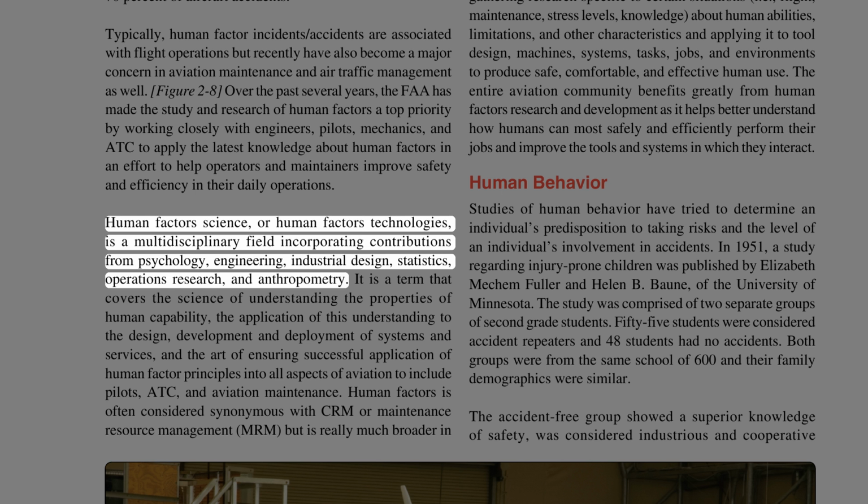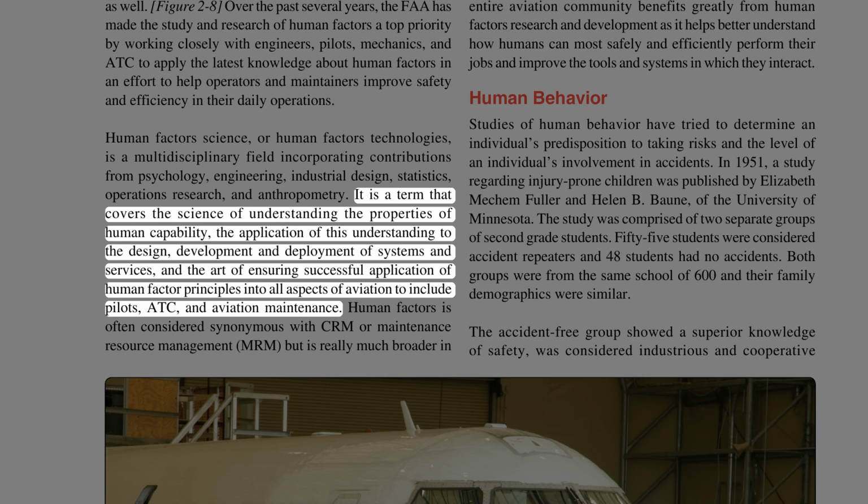Human factors science or human factors technologies is a multidisciplinary field, incorporating contributions from psychology, engineering, industrial design, statistics, operations research, and anthropometry. It is a term that covers the science of understanding the properties of human capability, the application of this understanding to the design, development, and deployment of system services, and the art of ensuring successful application of human factor principles into all aspects of aviation to include pilots, ATC, and aviation maintenance.